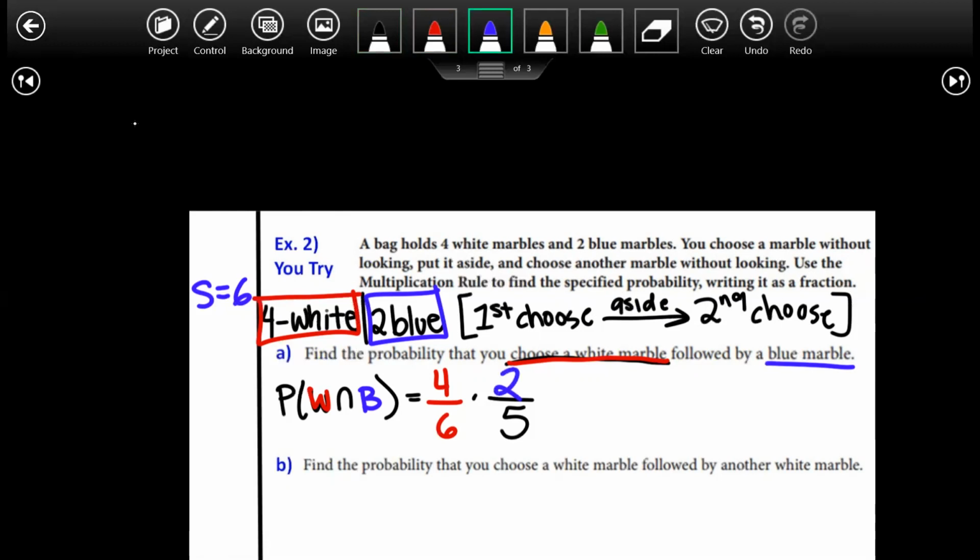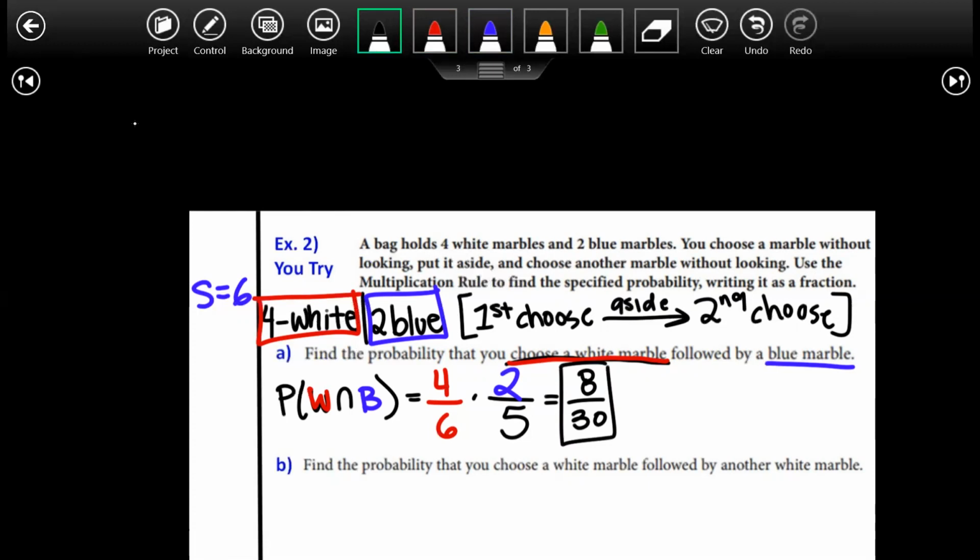Done. All we want to do now is just multiply across. What's 4 times 2? 8 divided by what? You can reduce down if you want to, but I'm okay with just leaving it like that. That's it. That's all we're doing. So all it really changes from yesterday is because we're taking out 1 of them, we're reducing our sample size by 1. We're setting the divisor out by 1.